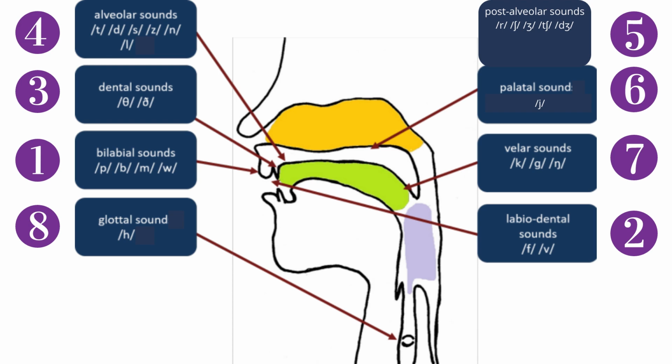So let's begin with bilabial. For bilabial, bi stands for two and labia for lips. So meaning two lips, your upper and your lower lips come together. In the English language, our bilabial sounds are p, b, m, and w. Next, we have labiodental. Labia again for lip and dental for teeth. So the lip and your teeth come together. In the English language, the labiodental sounds are f and v.